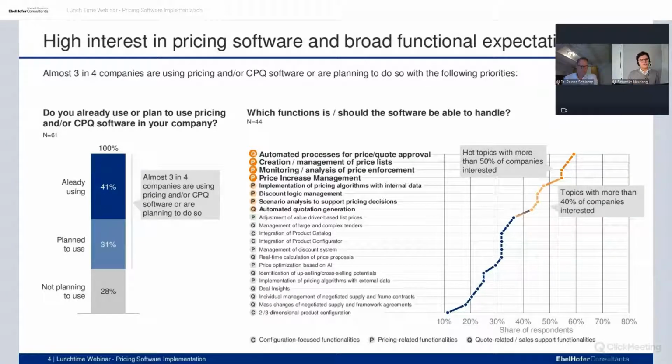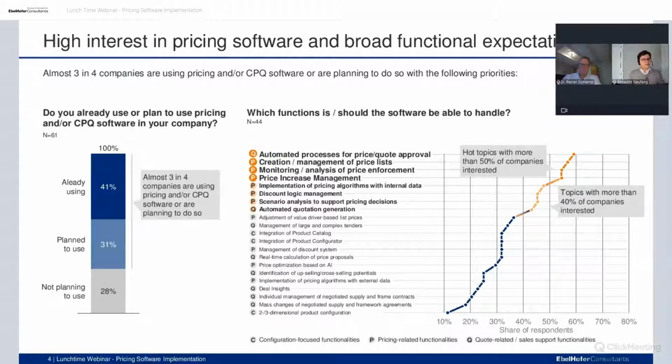And there we see here on the left-hand side that almost 3 in 4 companies have already implemented such a solution or are planning to do so. And for us, it was interesting to understand if the functional requirements somewhat match those that we've seen over the last years in our projects.